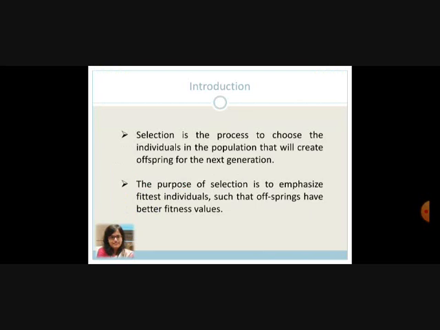So what is selection and why do it? Selection is the process to choose the individuals in the population that will create offspring for the next generation. The purpose of selection is to emphasize the fittest individuals such that offspring have better fitness values. So what we have understood is that selection is the process by which we choose the best fitted individuals. If we do the reproduction among the best fitted individuals, then we can hope that the child population is going to have much better fitness values. So that is the selection process.